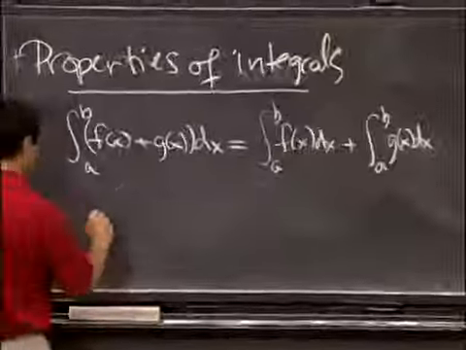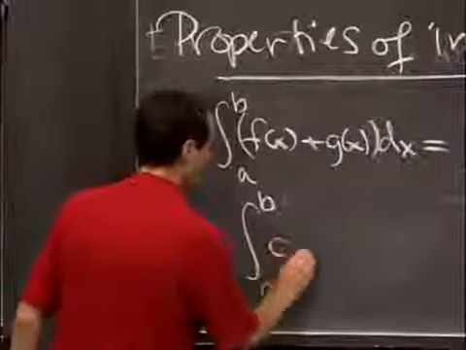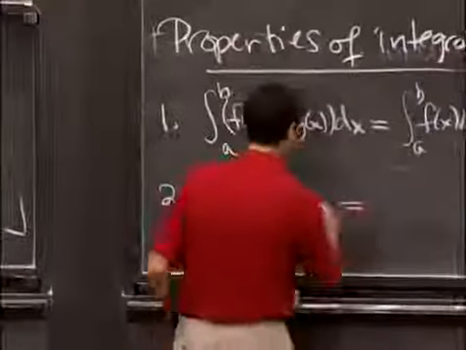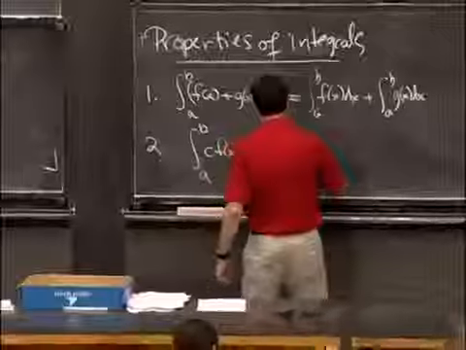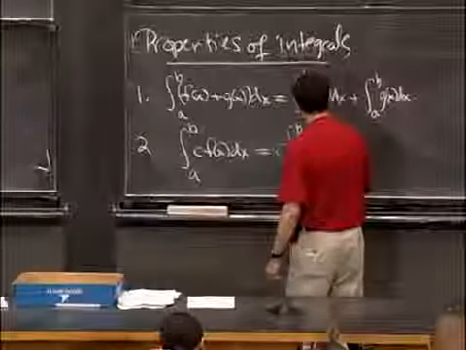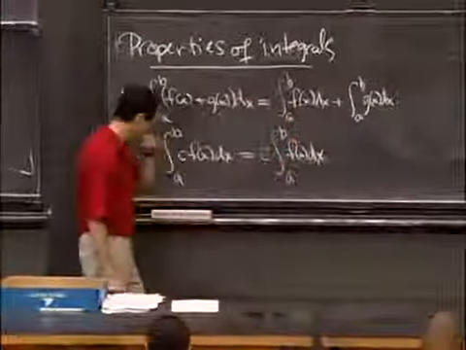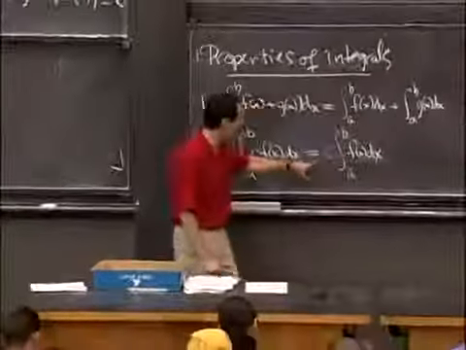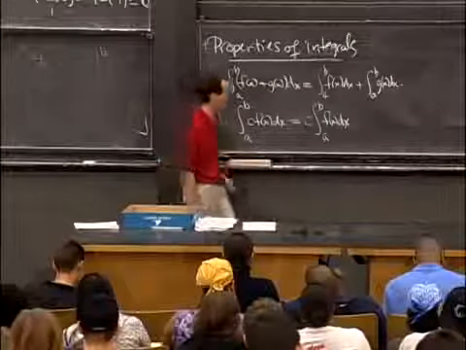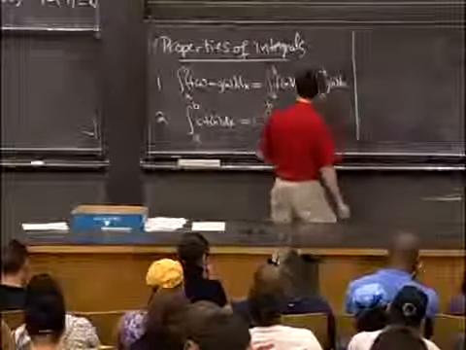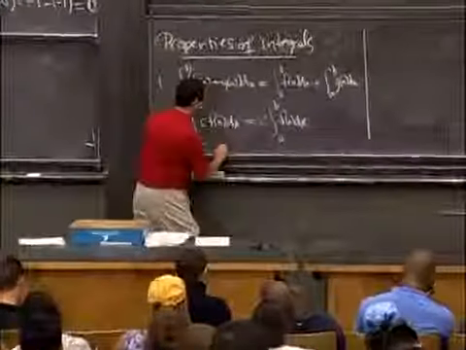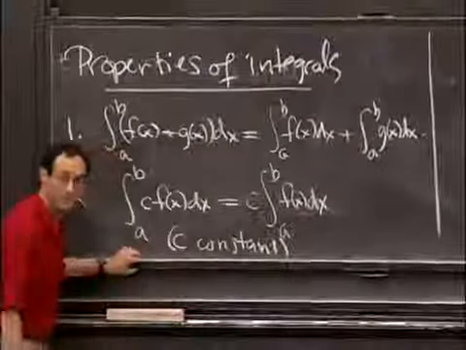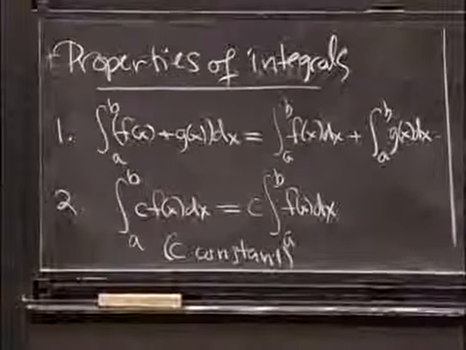And similarly, we can factor constants out of sums. So if you have an integral like this, the constant factors out. But definitely don't try to get a function out of this. That won't happen. Okay? In other words, c has to be a constant. Doesn't depend on x. All right.